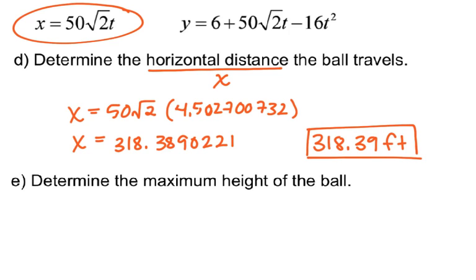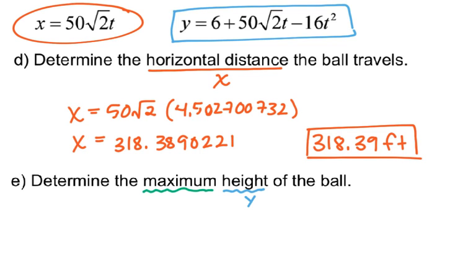Question E asks us to determine the maximum height. Now height, that is a y value. So that means we come up here and we look at our y equation. When we see that word maximum from an algebra context, that means the vertex. And since the y equation is quadratic, we have a formula for the vertex. That x value at the vertex, or the t in this situation, is going to be negative b over 2a.